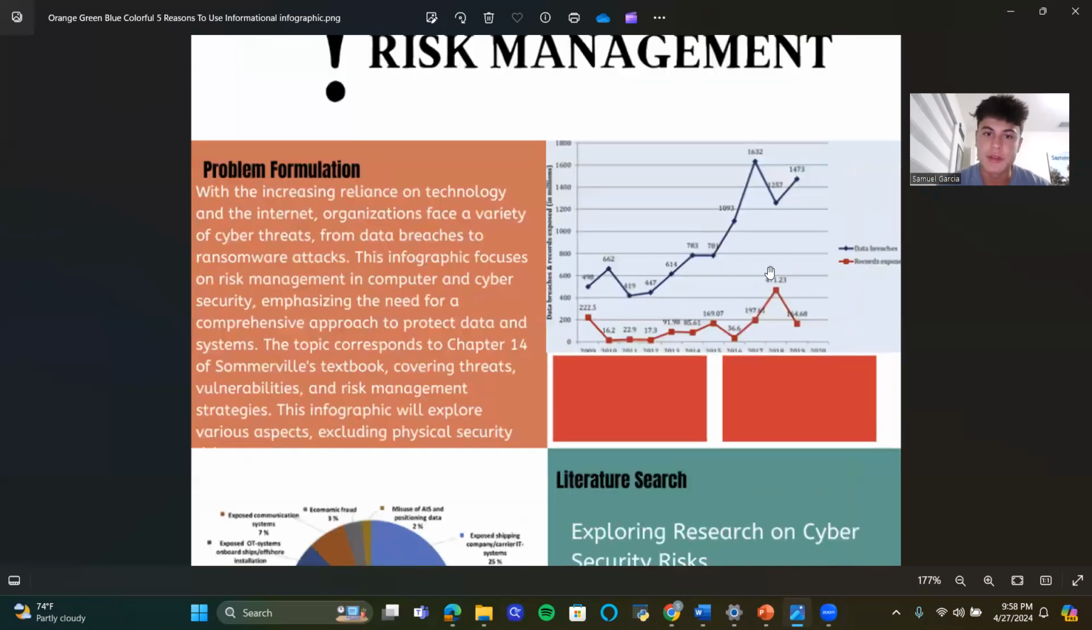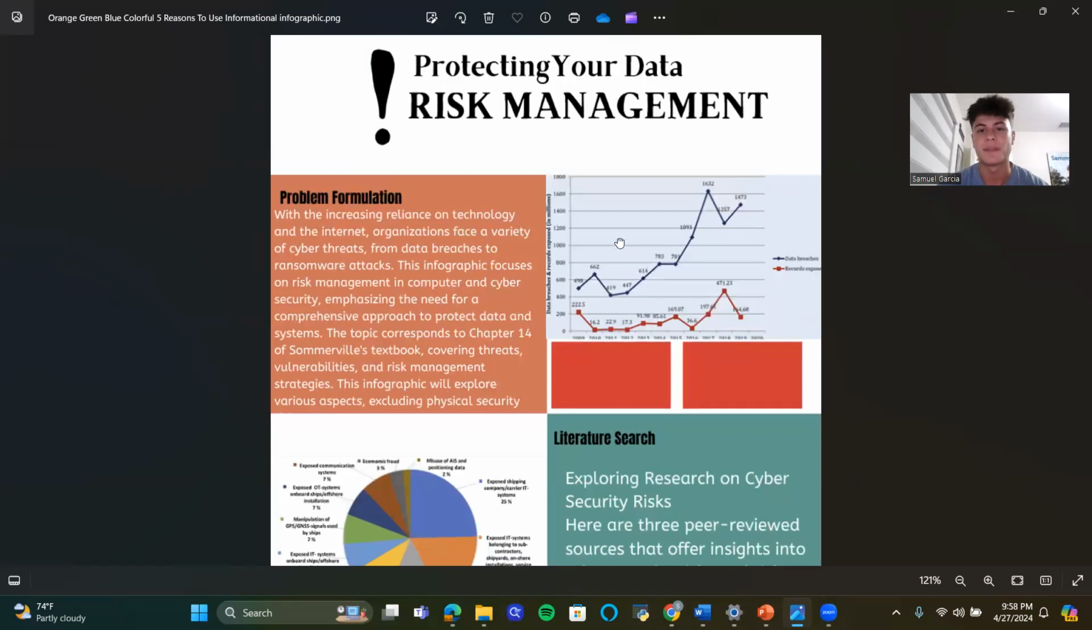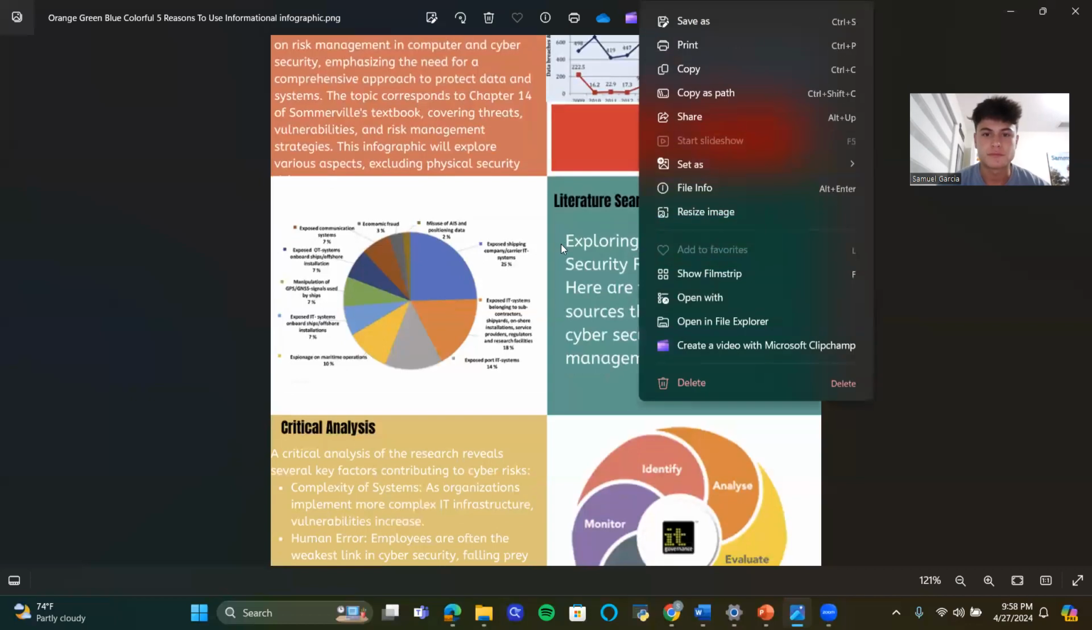So this graph that I included here is data breaches and records exposed throughout the years. As you can see, it's an increasing problem. Throughout the years, it's increasing and increasing. We can see that in the beginning, like 2009, it was like 498, and then up here it's up in the thousands, the high thousands, the 1600 and stuff like that. And then here the blue one is the data breaches, and the red one is records exposed. So all of that has to do with cybersecurity, and that's kind of what I was researching throughout the semester project.